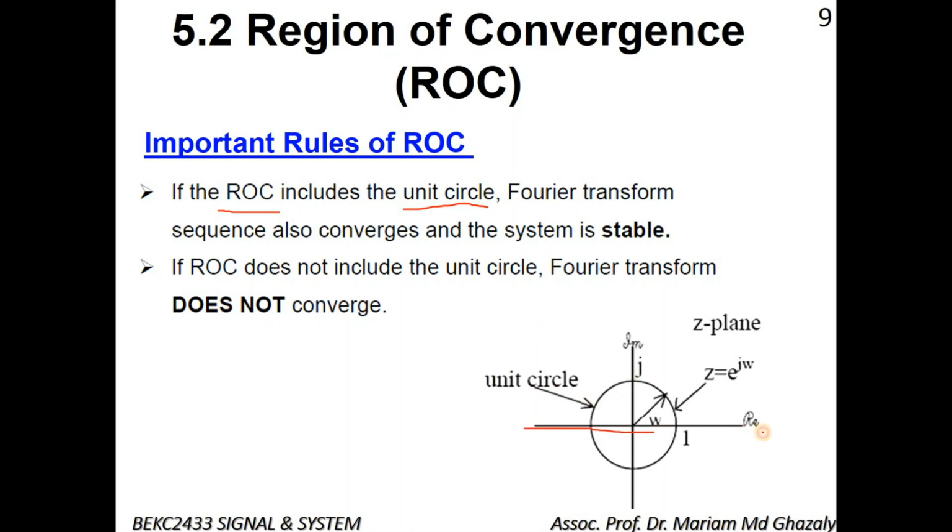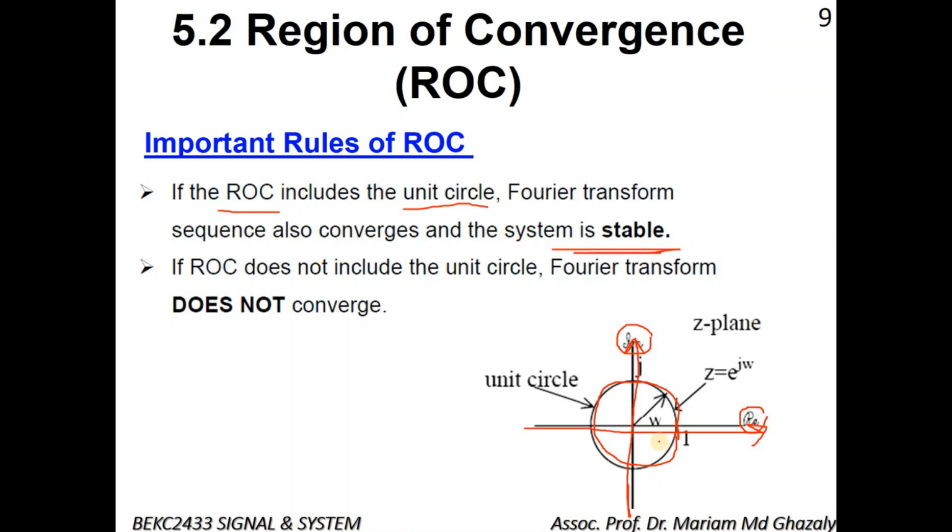So I had explained in the previous slide that you have the z plane. So you have the real value and the imaginary value. Okay, unit circle means that you have the unit circle with the radius 1 and you have a unit circle here. Okay, so it says here that if the region of convergence includes the unit circle, then the sequence also converges and the system is stable.